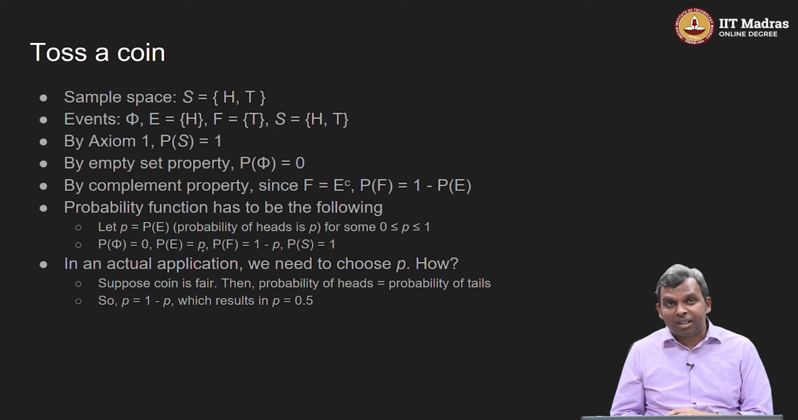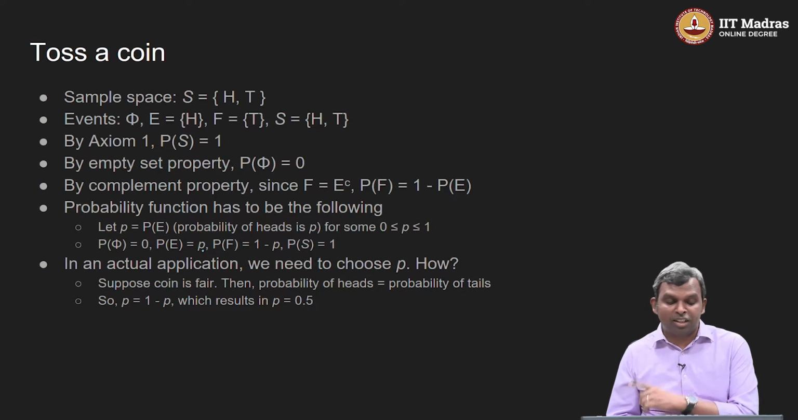Now, the complement property is again interesting, right. So, you notice quickly that F is E complement, isn't it? You define E, which is heads, E complement is F, right. So, what is not in E but is in S is the complement, isn't it? That is F. Okay. So, P of F better be equal to 1 minus P of E.